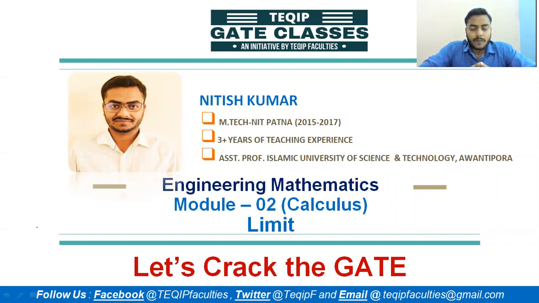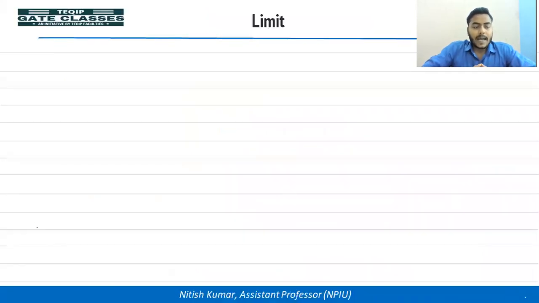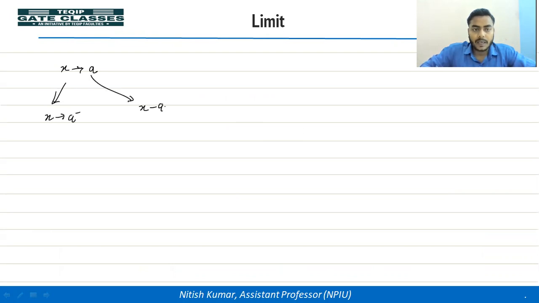This is the third lecture on limits. In the previous two lectures, I discussed the importance of limits, the concept of a limit, the meaning of the neighborhood of a point, and the meaning of x tends to a. I also discussed x tends to a minus and x tends to a plus, meaning the left neighborhood and the right neighborhood.